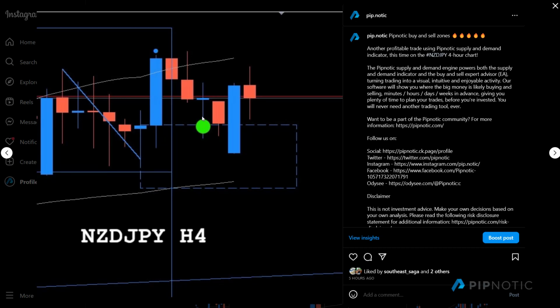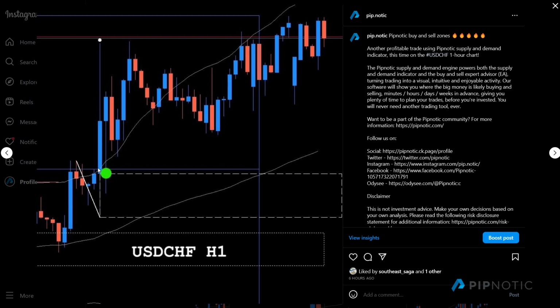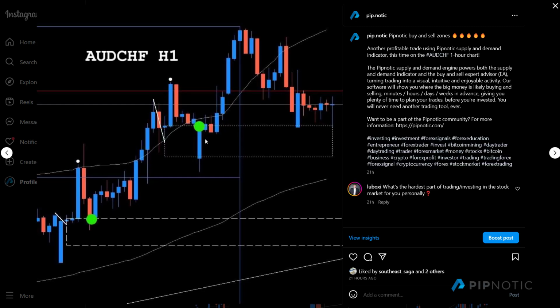3 periods after the formation of this 4-hour demand, price tested. We had a reaction there. We continue. 1 period after the formation of this hourly demand, price came back and we left. We had another one here. I can't see what happened to the left, but this was another zone here that held. We had another one here.